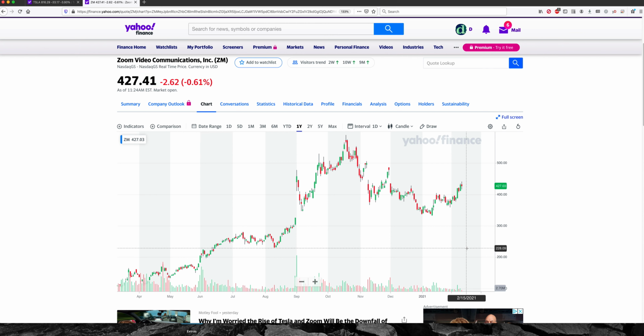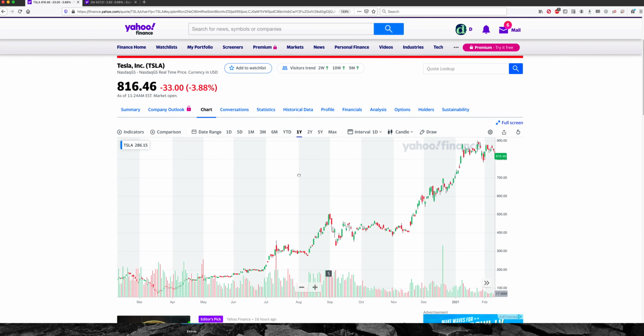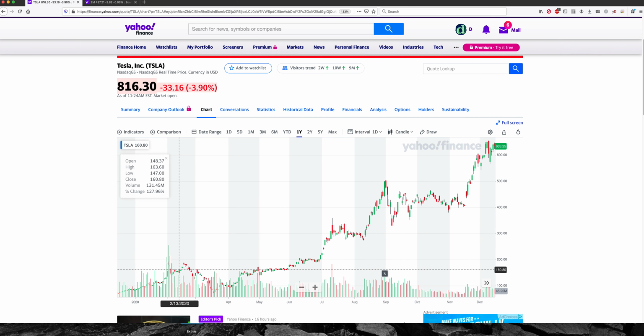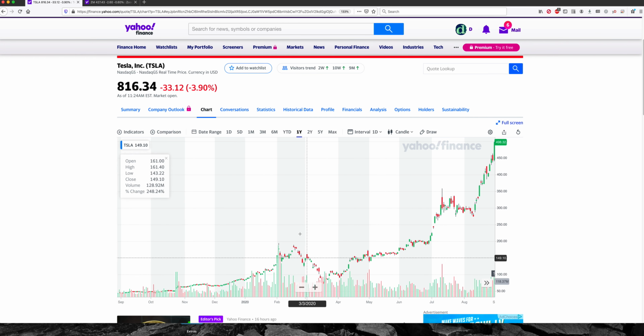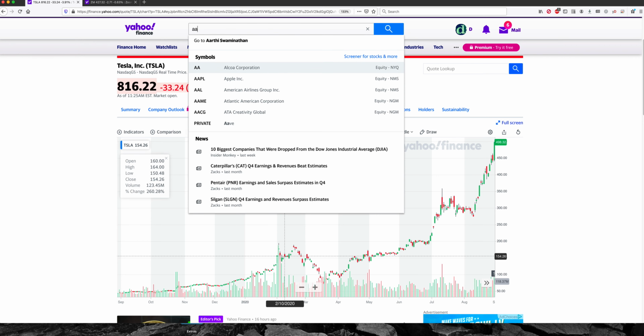If you look at most companies' charts, so let's go back to Tesla. Let's go to the 1 year. This is March. Let's go to the March. This is what Tesla just got sold off at. So it just got sold off really, really hard. And you really got to understand that. So let's go to another company real quick.